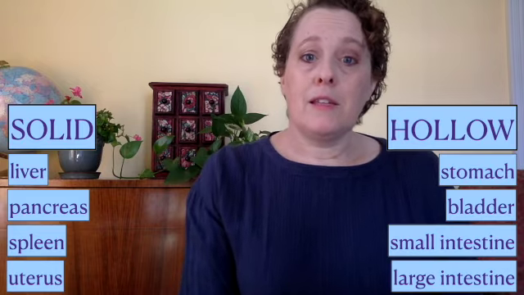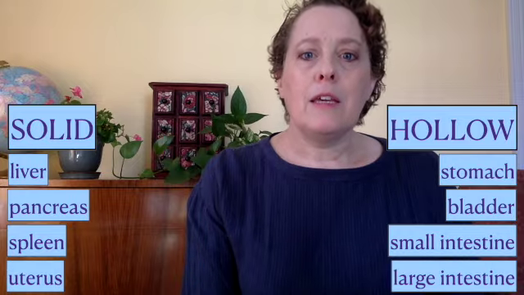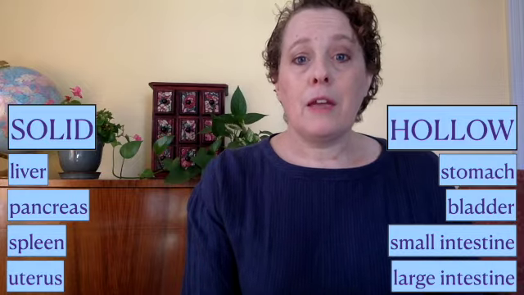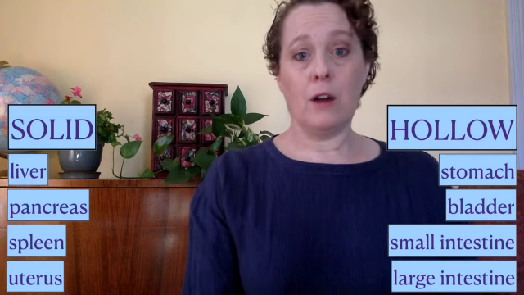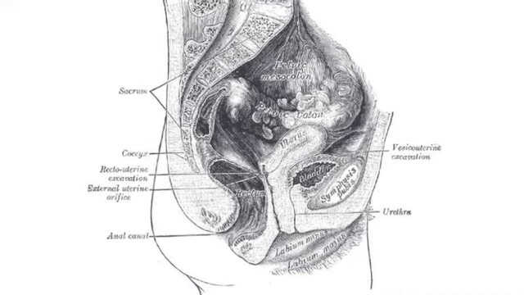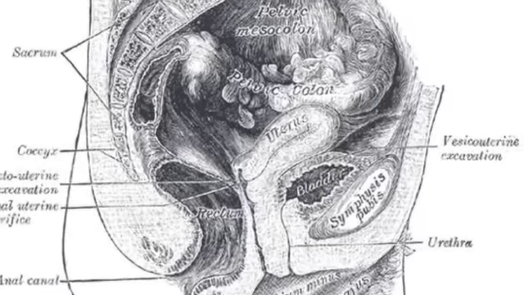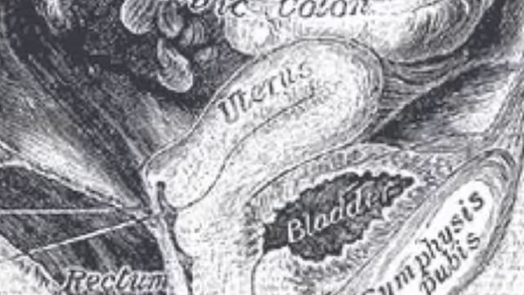By solid in this case, we mean that they keep their shape, and hollow means that their shape changes somewhat depending on the contents. Now, one exception to that rule is the uterus. It's a really muscular organ, and although if it's pregnant, it's going to change shape and size, generally speaking, it's very solid because of all the muscle that exists in a non-pregnant or non-gravid uterus.